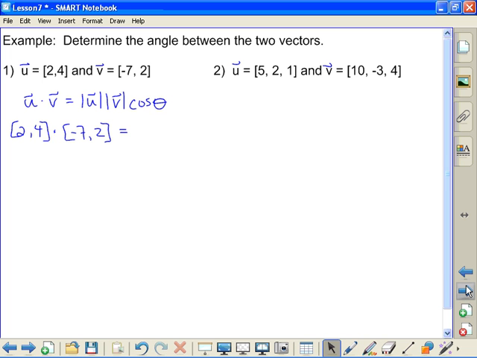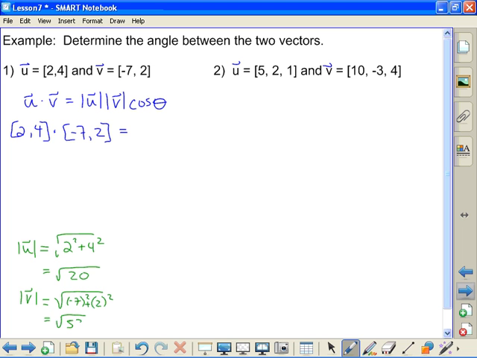But off to the side here in rough notes, I need to know magnitude of u. So I'm going to have to calculate that separately. That's going to be 2 squared plus 4 squared. So that would give me 4 and 16. So it's root 20. Magnitude of v, square root of negative 7 squared and 2 squared. So that's 49 and 4. So root 53. Now we have all the values we need.